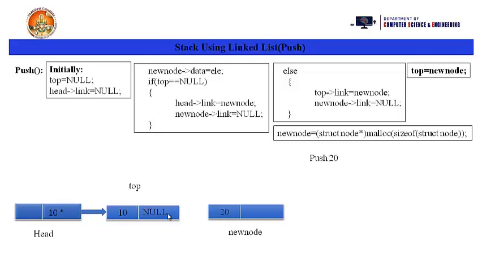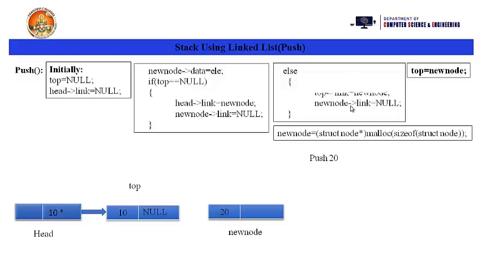Then check the condition if top equal null. So what is the top value? It is pointing to some location or node, 10th node. So it is not equal to null. Then go for the else part now. So this if condition will be executed when we are pushing the first element into the stack. So otherwise then go to the else part here. So now we need to execute these else part statements here.